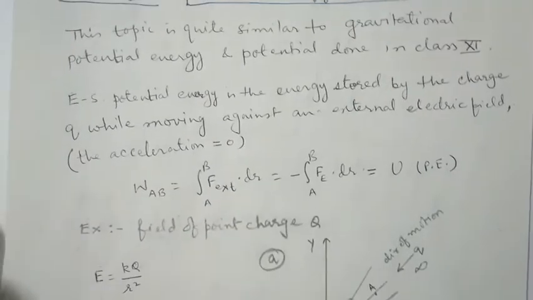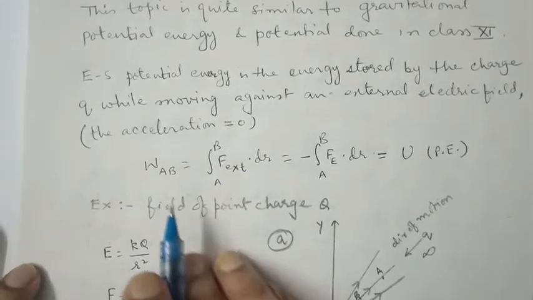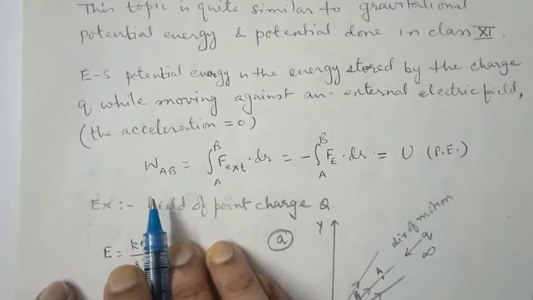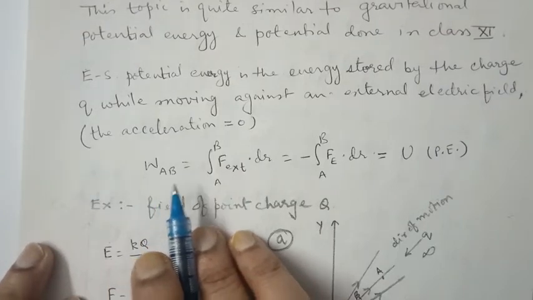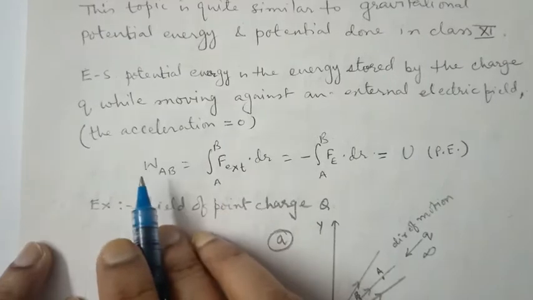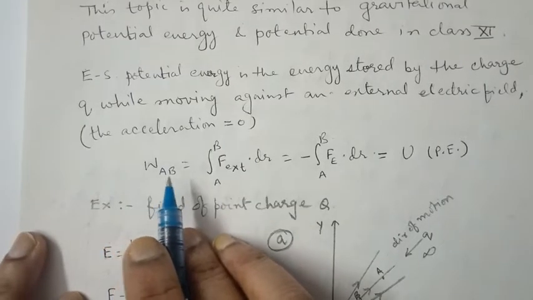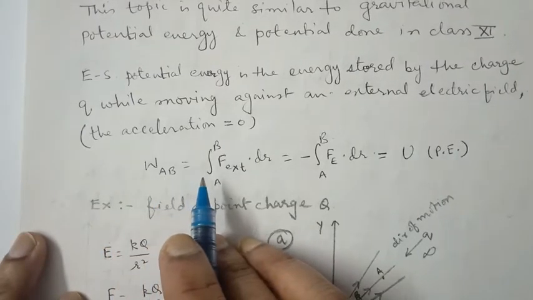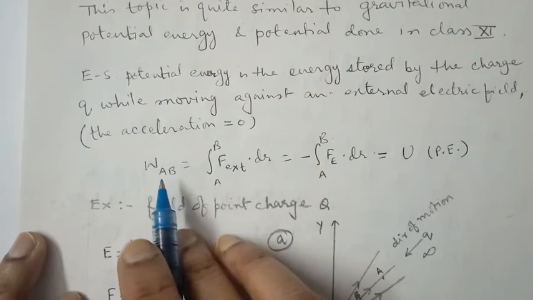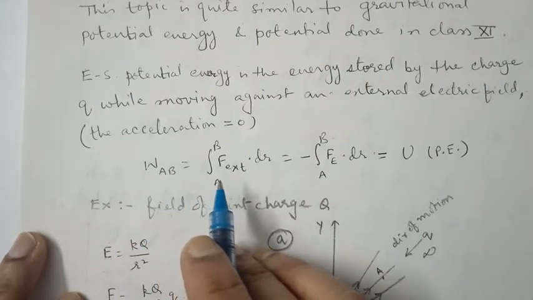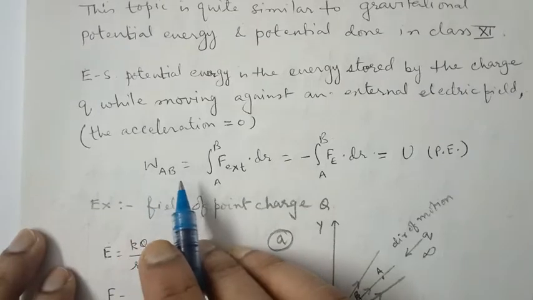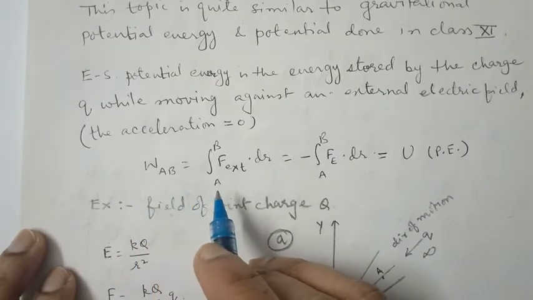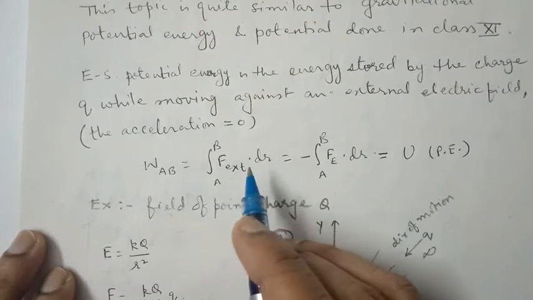When I talk about work done, it is known to us that it is force into displacement. Or if the path or force is not constant, then in such case we talk about dW is equal to F dot dx, or in this case, work done is integral from A to B of F external dot dr.